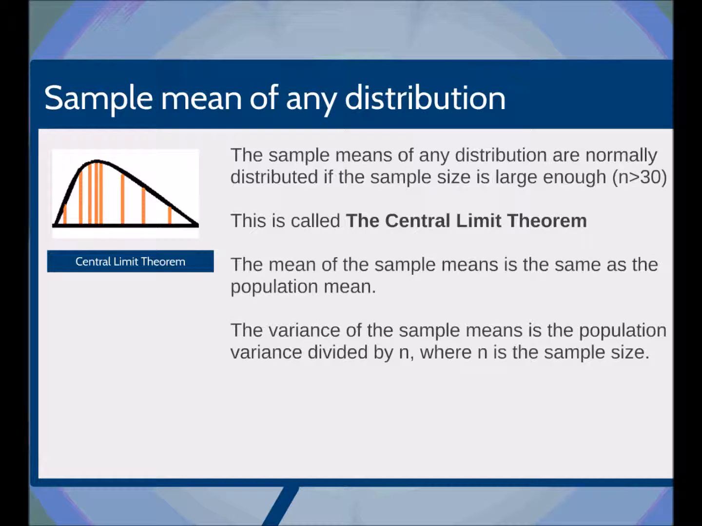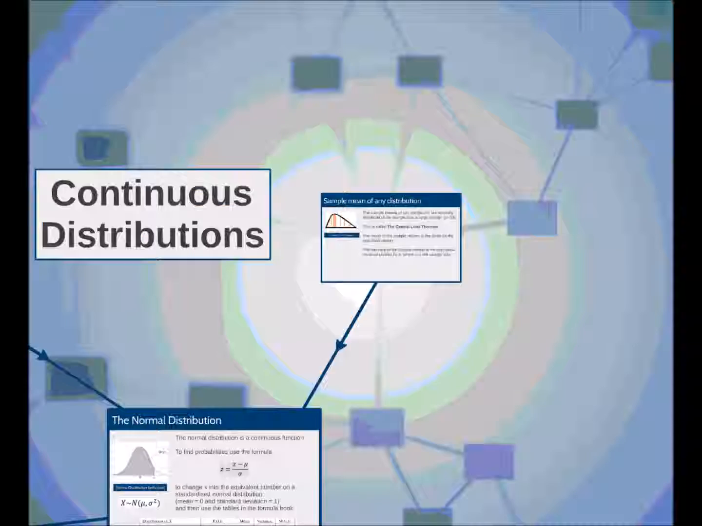In this case, the sample means form a normal distribution, where the mean of the sample means is the same as the mean of the population, and the variance of the sample means is the variance of the population divided by n. And that's all the different approximations and distributions that you'll meet in Stats 2. I hope that helps.